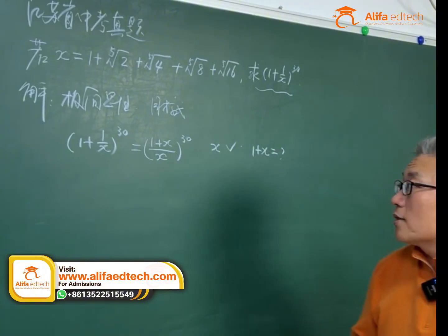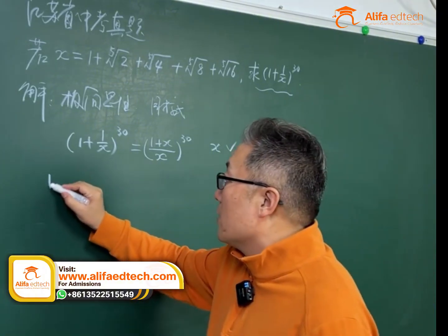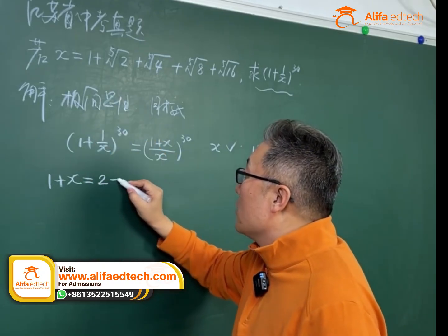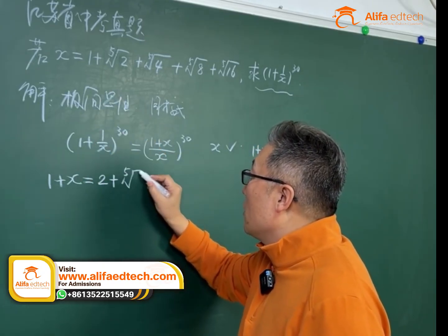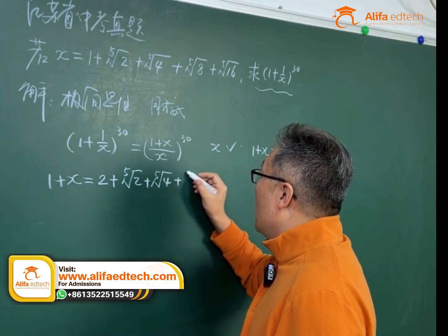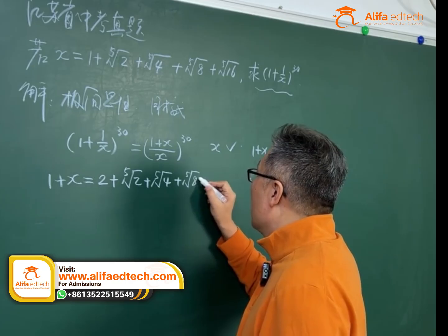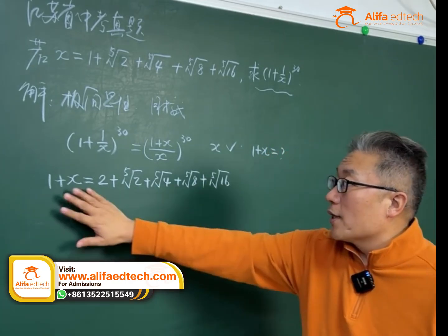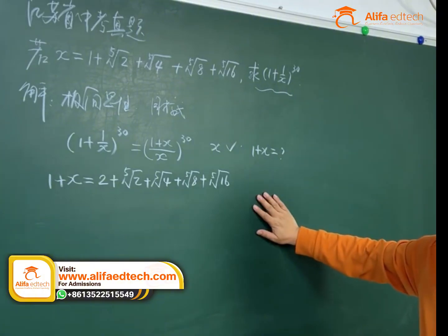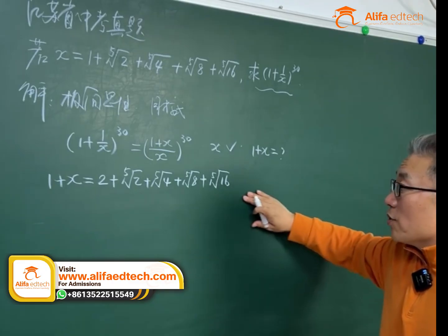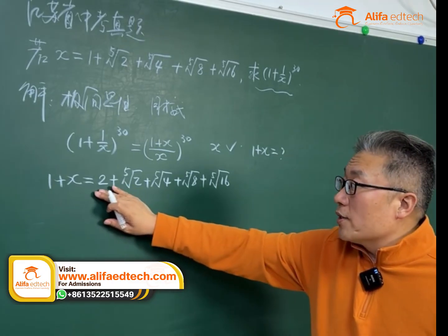So what is 1 plus x equal to? At this time, the condition is to bring in 2 plus the fifth root of 2, plus the fifth root of 4, plus the fifth root of 8, plus the fifth root of 16. This is 1 plus x. So to get such a form, let's look at the final result of 1 plus x. The next 4 terms are all root forms, and the front is a whole number.